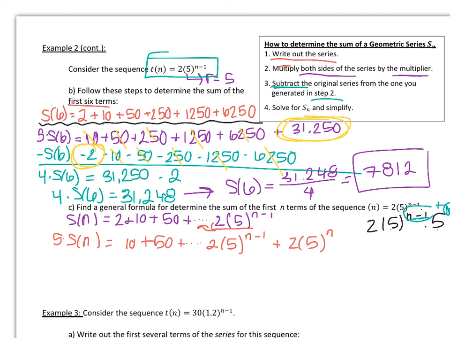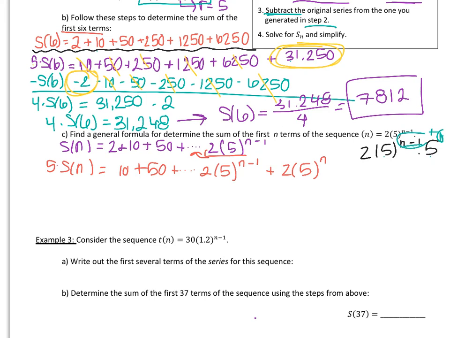Okay, so the next step then is subtract the original series from the one we just generated. So what that means is we're going to take this one we just generated and I'm going to subtract Sn from both sides. So hang with me. We're doing the same steps we did before, just with n instead of 6. Okay, so then when I subtract Sn, think about what I'm subtracting. So first of all, on the left-hand side, I've got 5Sn minus 1Sn. That leaves me with 4Sn.